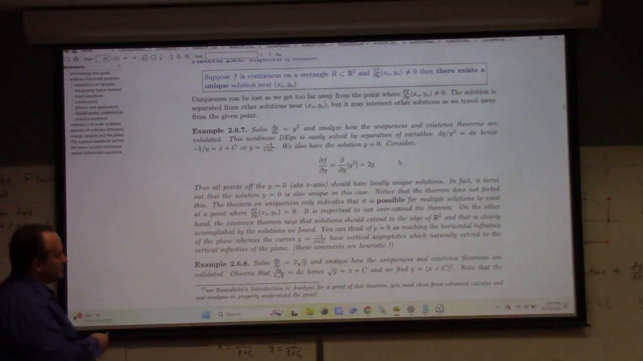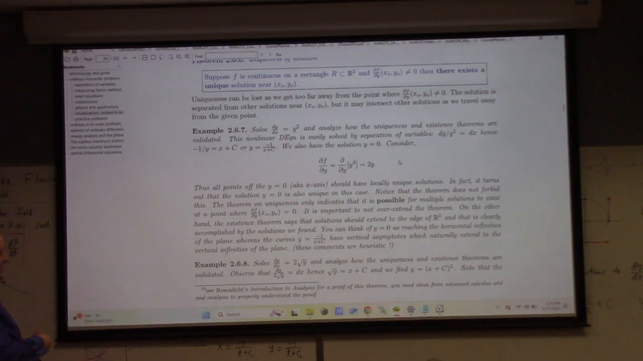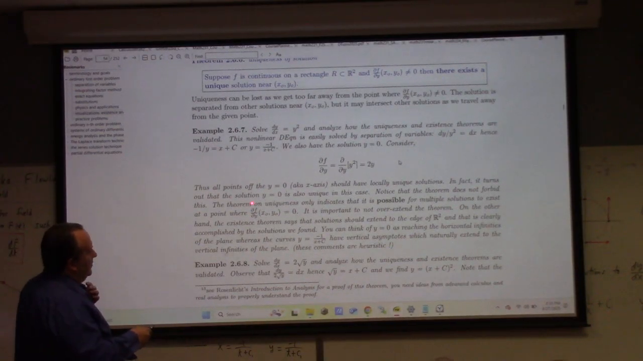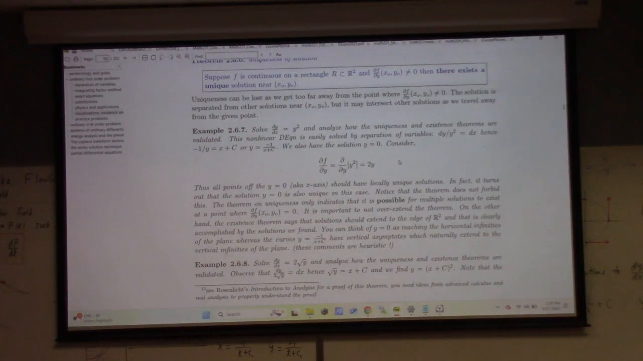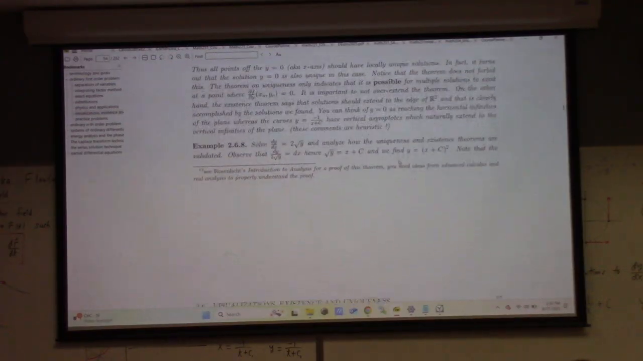So points off the x-axis have locally unique solutions. Actually, in this case, y equals 0 is also unique. So this is an example of what the theorem doesn't say. What the theorem doesn't say is that if the condition's not met, it's automatically the case that it's not unique. It could be, but it might not be. I think the next example illustrates not.